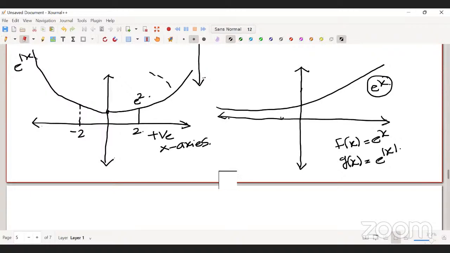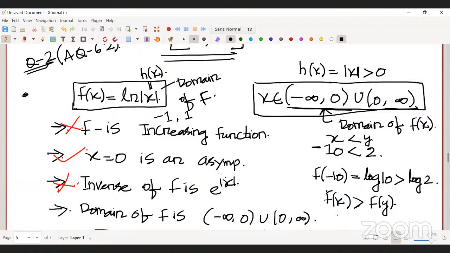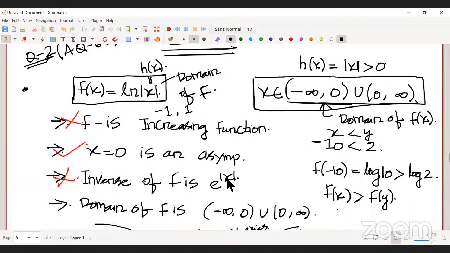So whatever you are getting here, this part is basically the reflection with respect to the y-axis. Okay, got it. And we have already calculated the domain of this function. So that's why options 2 and 4 are correct. Is it clear now how we are concluding that options 2 and 4 are correct? Yes, sir, clear.